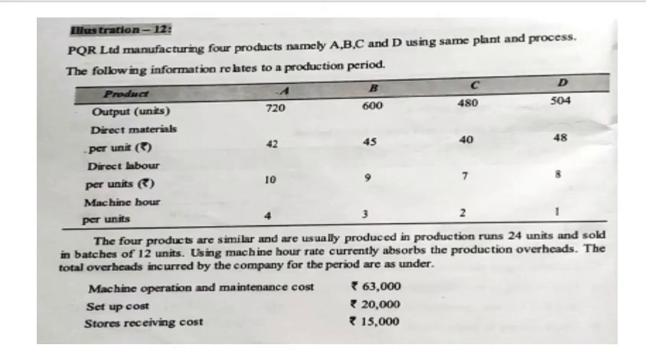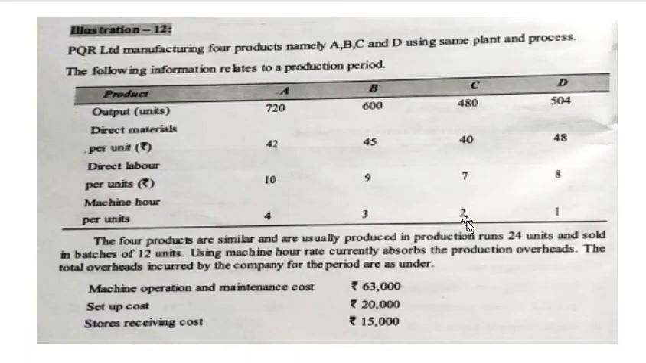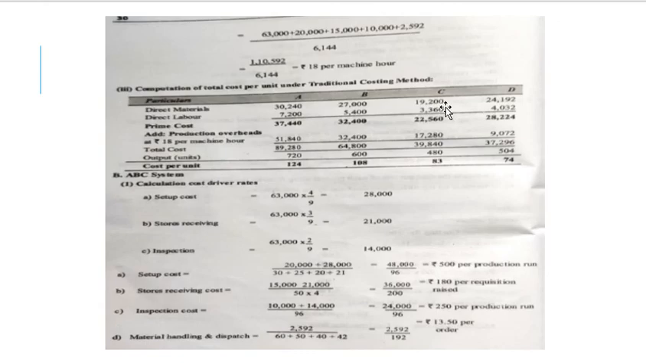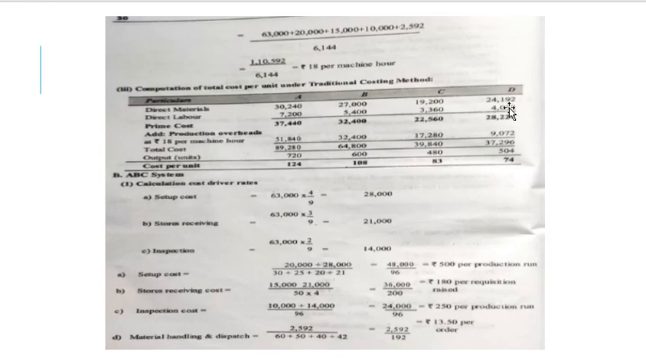30,240. Next, 600 into 45. So for B, 600 into 45, which will give you 27,000. Next, for C, it is 480 into 40, which will give you 19,200. Then for D, it is 504 into 48, which will give you 24,192. So these are your direct materials for all the four products.